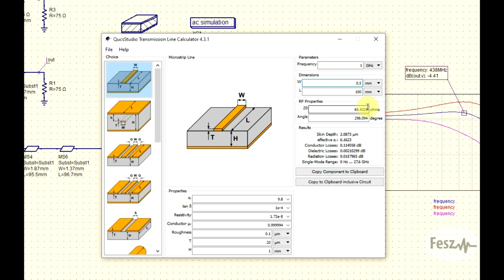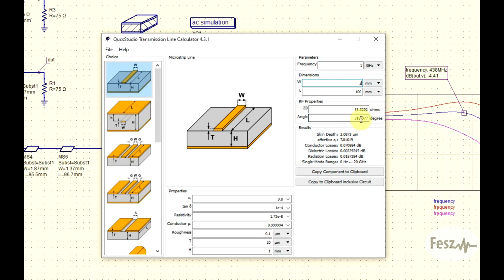This shouldn't really be a surprise. However, if we also check the induced phase shift, which is a different way of observing electrical length, at 0.5 millimeters, we have 298 degrees. At 2 millimeters, we have 318 degrees.